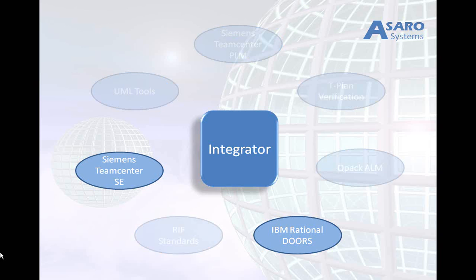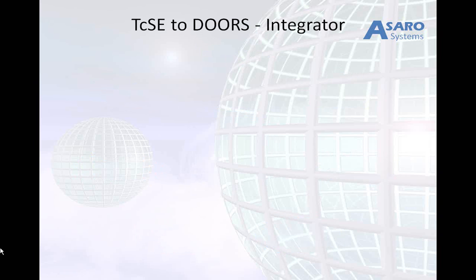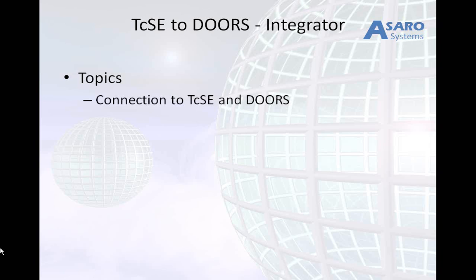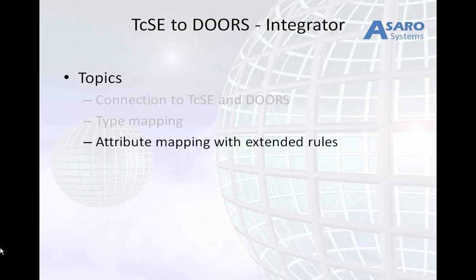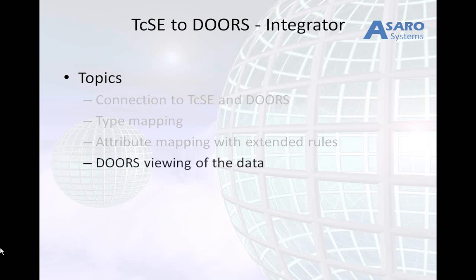So for this demonstration we'll concentrate on Siemens Teamcenter Systems Engineering integrating with IBM Rational DOORS. We will cover the following topics within this demonstration: how we can connect to TcSE and DOORS, how we can manage the type mapping so certain objects from TcSE become different objects within DOORS, how we can manage the attribute mapping so that we can choose different attributes and properties to bring across to DOORS, but also how we can extend these rules so your attributes have a bearing on your type mapping. But also, what does the data look like in DOORS, and the retention of the structures and the links. And finally, we'll look at the change control and how to manage change when it happens.